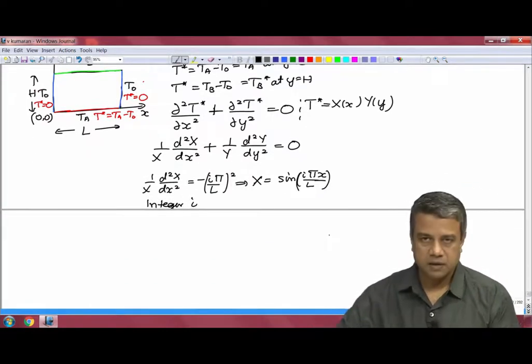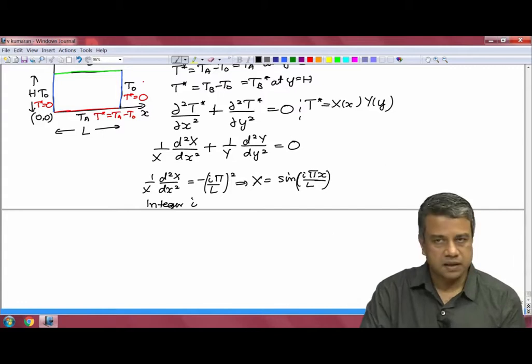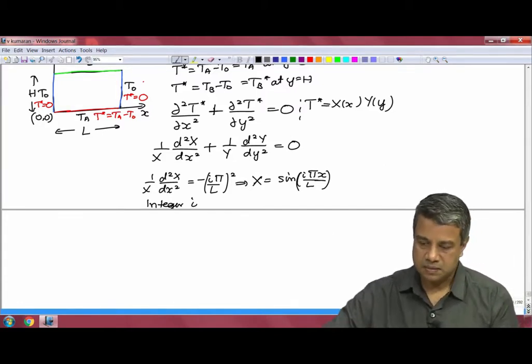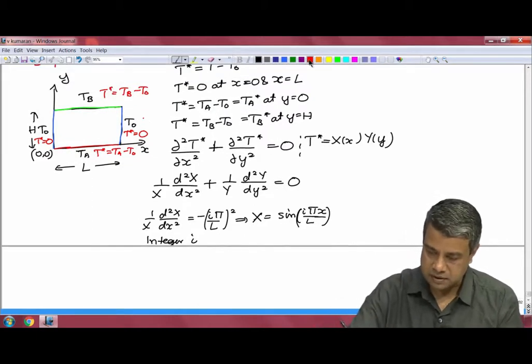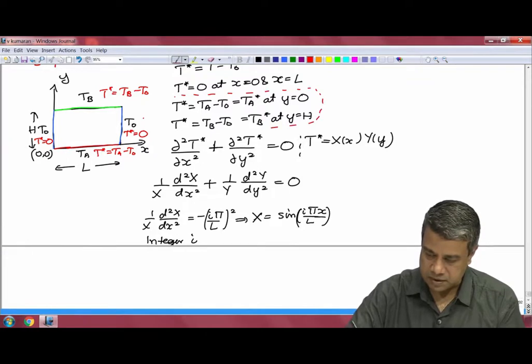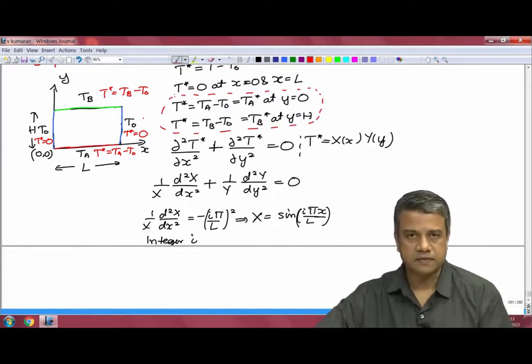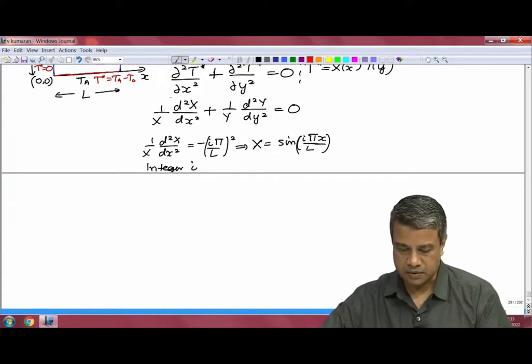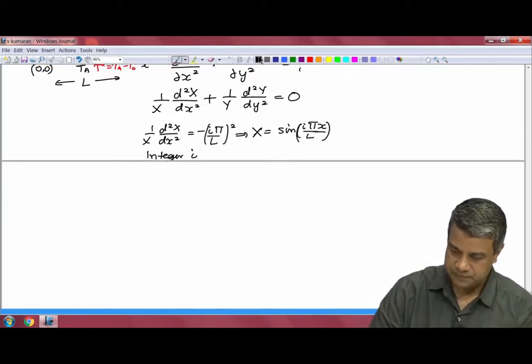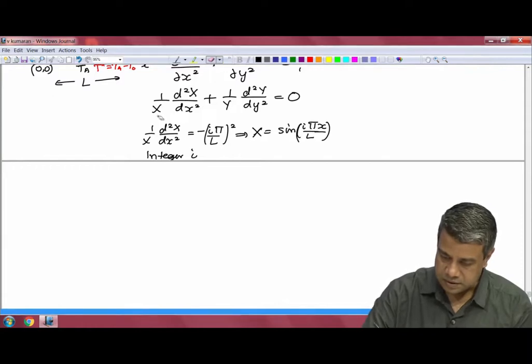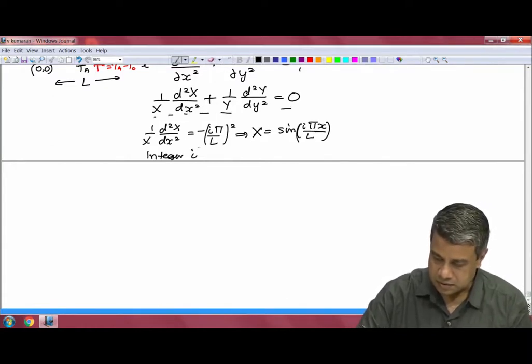What about the y direction? That, as you recall, is the inhomogeneous direction in this case, because the temperature field has a non-zero value at the boundaries in the y direction. So, this was my original equation, and I use this substitution.